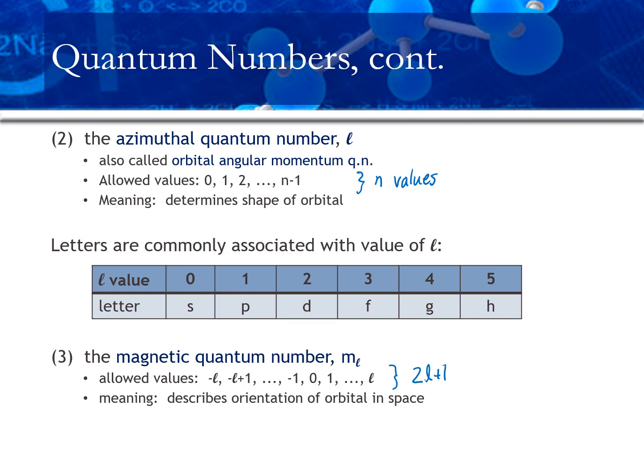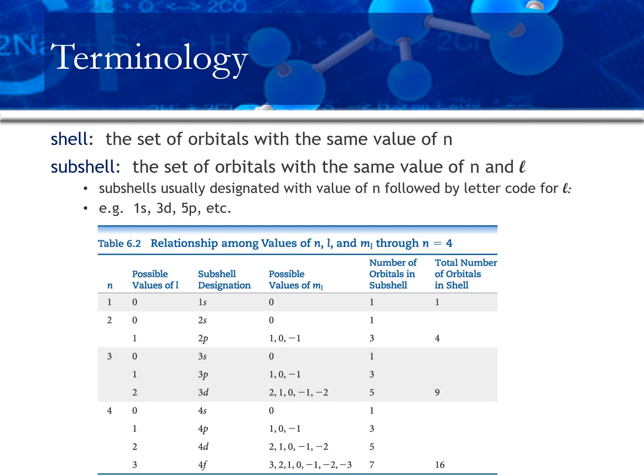So let's put this together and introduce a little bit more terminology. The term shell refers to the set of all possible orbitals in the hydrogen atom with the same value of n. Subshell refers to the set of orbitals with the same value of n and L, and these are usually designated with a value of n followed by a letter code for L. So for example, the 1s subshell, the 3d subshell, the 5p subshell, etc. So if we apply these rules, we can build table 6.2 just from the fundamental rules governing quantum numbers.